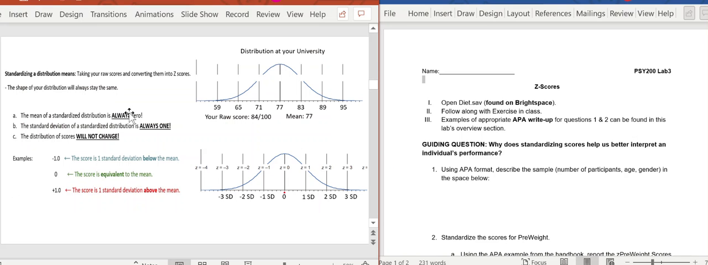Take-home message: standardization, or standardizing a distribution, is taking your raw scores and converting them into z-scores. The shape of your distribution will always stay the same. The mean of a standardized distribution is always 0. This is our mean, and we make it into a 0.